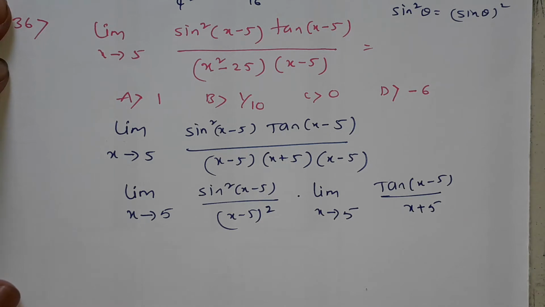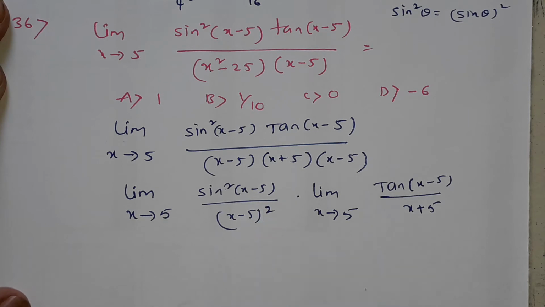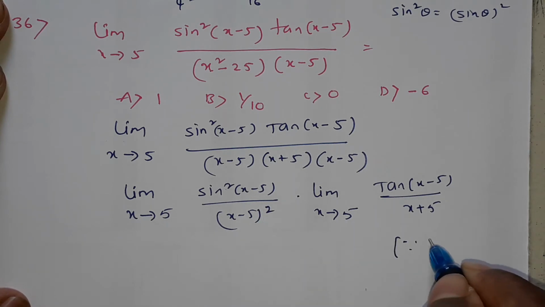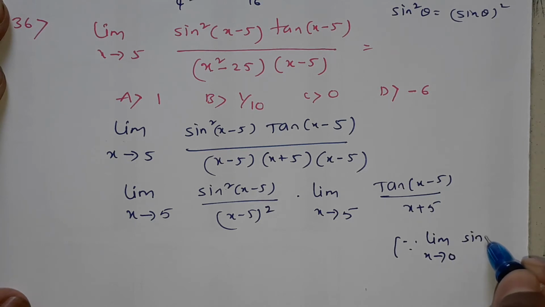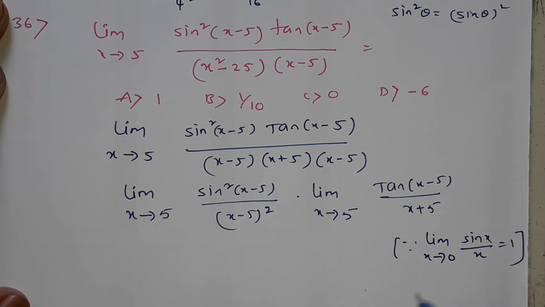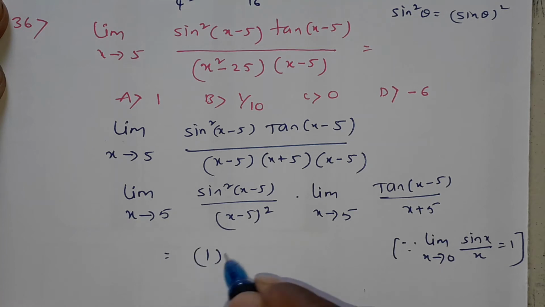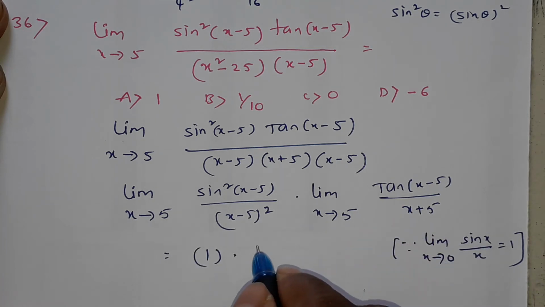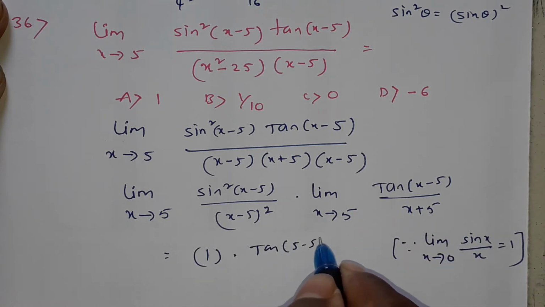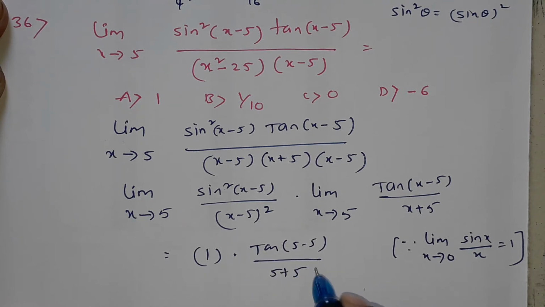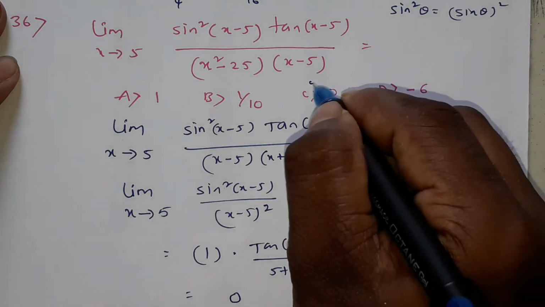Observe here, that's a simple one, but a little bit hard at a time. We already know the formula: limit x tends to 0 sin x by x value is 1. Similarly sin square x by x value is also 1. Here applying the value is 1 into, applying the limit, tan of 5 minus 5 by 5 plus 5. So tan 0 is 0. So overall answer is 0.